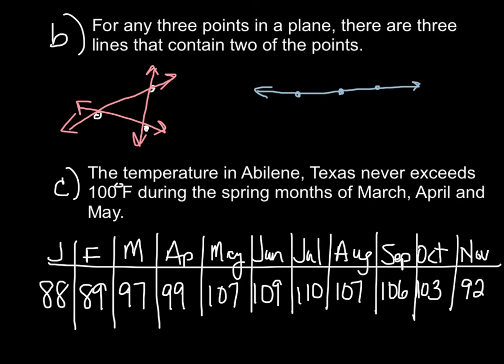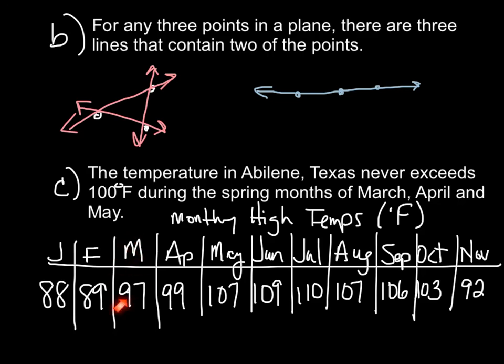And the last one is C. The temperature in Abilene, Texas never exceeds 100 degrees Fahrenheit during the months of March, April, and May. Now there actually is a title here, this is in your book. The title says Monthly High Temps in degrees Fahrenheit in Abilene, Texas. So you have to prove a counterexample. The temperature in Abilene, Texas never exceeds 100 degrees during the months of March, April, and May.